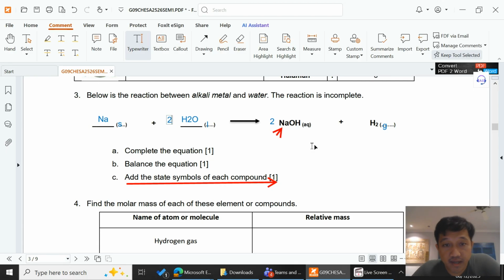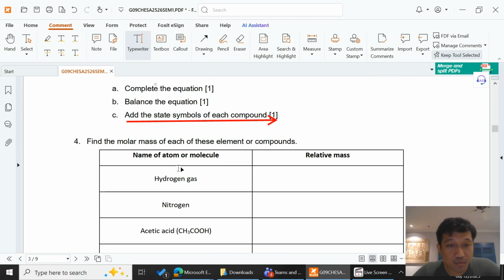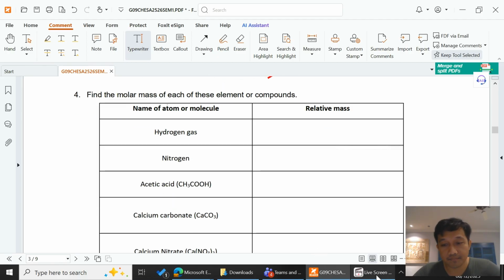Now let's check the sodium. We have two sodium on the right. We just need to multiply with 2 on the left. Last but not least is the hydrogen. Hydrogen is also ready. So now we have a balanced equation. Let's go to question number 4.